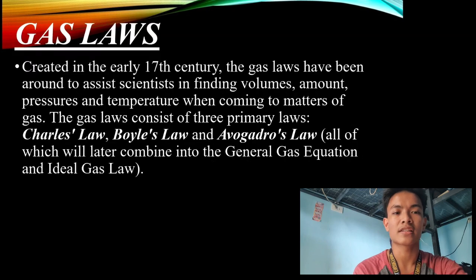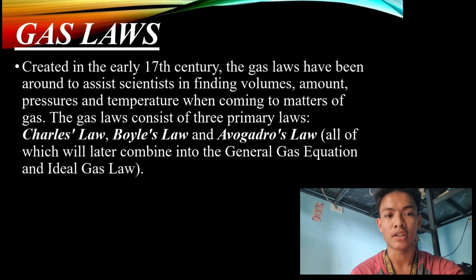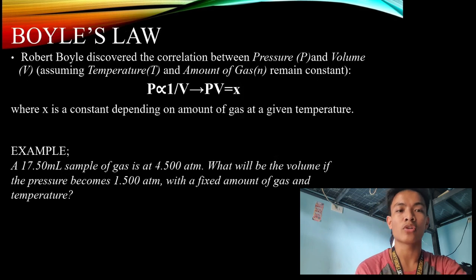Let's start with gas laws. Created in the early 17th century, the gas laws have been around to assist scientists in finding volumes, amounts, pressures, and temperatures when it comes to matters of gas. The gas laws consist of three primary laws: Charles's law, Boyle's law, and lastly Avogadro's law, all of which will later combine into the general gas equation and ideal gas law, which we're going to talk about later in the video. Let's start first with Boyle's law.